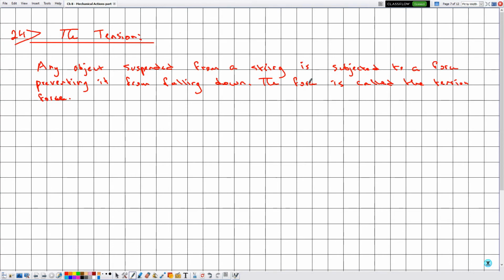Now what about the classification of the tension force? Simply because it's not electric, nor magnetic, nor weight, it is classified as a contact force. Then here let me specify the characteristics of the tension.